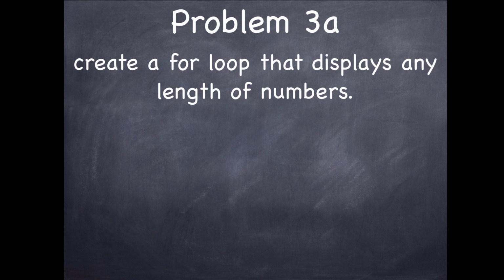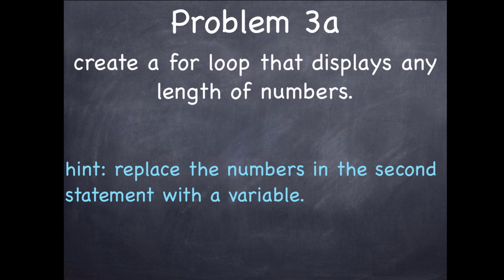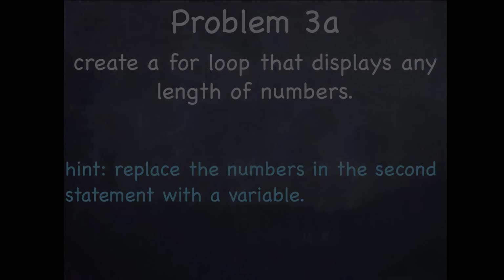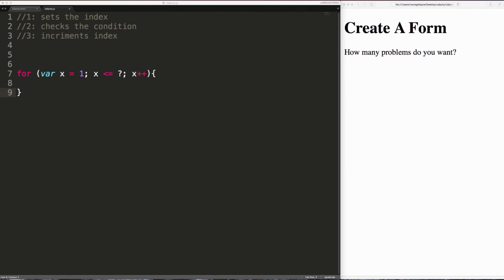Since I don't know which numbers you're going to choose, there's a catch, and I'll give you a hint. Replace the numbers in the second statement with a variable. You may have noticed that I used x as the index variable this time, rather than i as I've been using in the past. And rather than putting a number in the second statement, I wanted you to put a variable in that place. So how can we go about doing that?